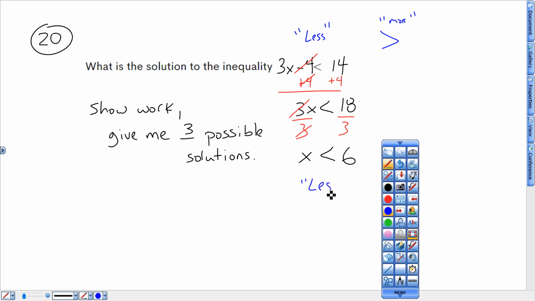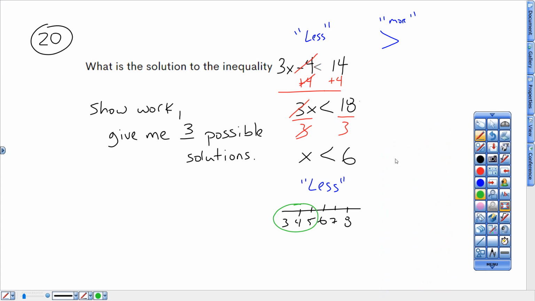Numbers less than 6. If you don't know numbers less than 6, number line it. Draw a number line. Get it right. Don't pick numbers not less than 6. 3 numbers less than 6, not using 6, would be like 3, 4, 5. Those are 3 numbers clearly less than 6. Notice 6 isn't in there. If I had less than or equal to, then I could put 6 in the batch, but I can't. All right, moving on.